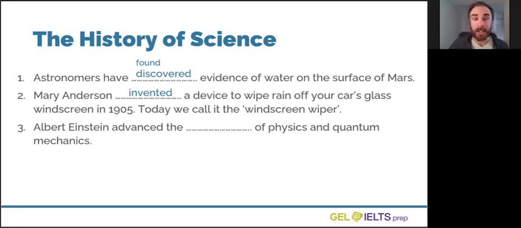The correct answer is field. You could also say fields because it kind of mentions 2, or you could consider this as 1. Physics is a field of science. Quantum mechanics is a field of physics. Albert Einstein advanced this field with his general and special theories on relativity.